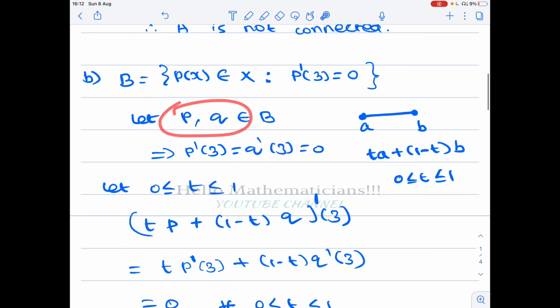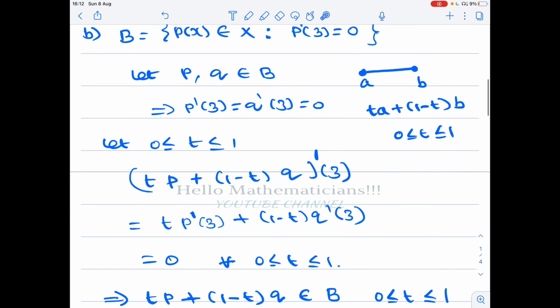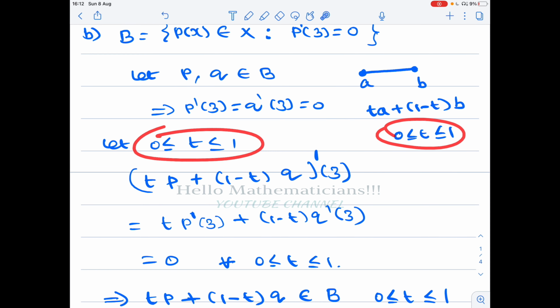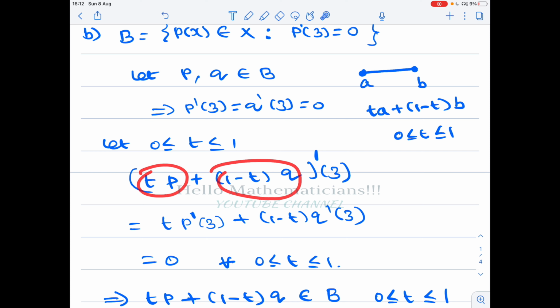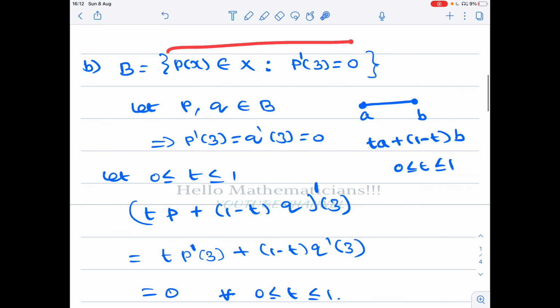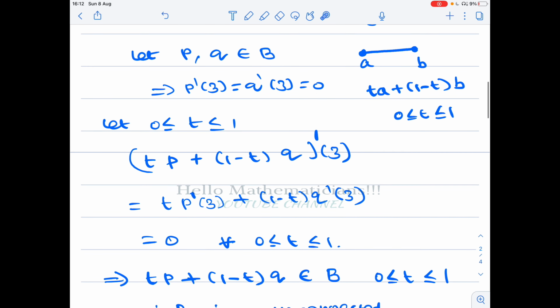If p and q belong to B, then they are polynomials whose derivative evaluated at 3 will be 0. Now I fix 0 ≤ t ≤ 1, and I claim that tp plus (1 minus t)q will again be an element of this set. To prove that some polynomial is an element of the set, you have to prove that its derivative evaluated at 3 equals 0. So we calculate its derivative and evaluate it at the point 3.